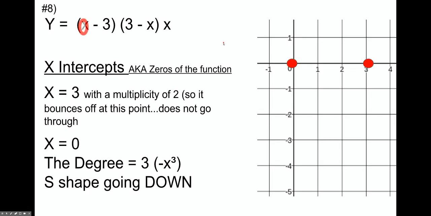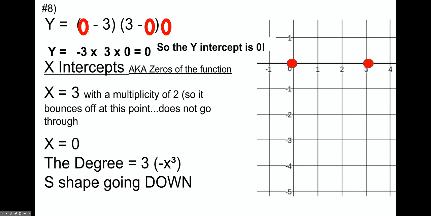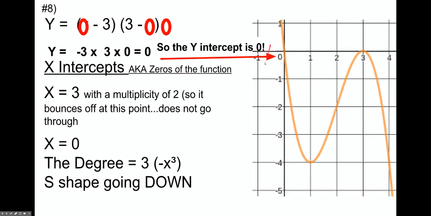Now, your y-intercept, I'm just going to show you quickly. If I put in the zeros, it's just going to be 0 times 0 times 0. Okay, I'm sorry, it's negative 3 times 3. But then this 0 on the end just made it all equal 0. Because if you multiply anything with 0, the answer is going to be 0. So the y-intercept is this one right here. It's 0. And here's what the picture looks like. So it starts high, it goes through the 0, and then it bounces off at the 3.